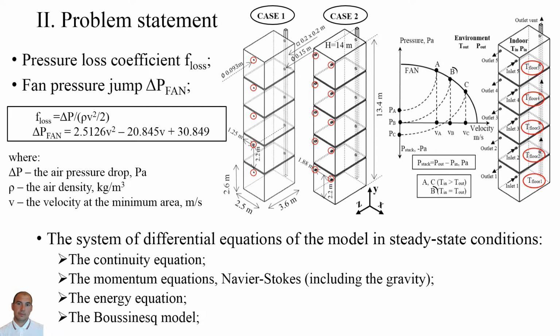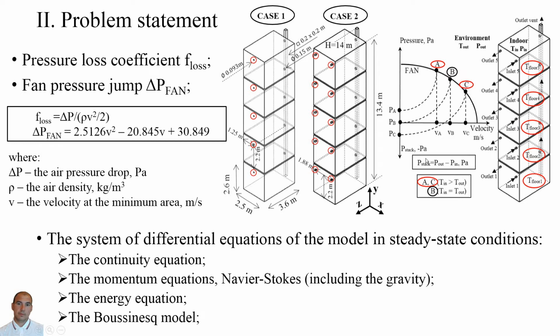The graph on the slide shows a fan curve and 3 resistance curves of the system, defining 3 points of the fan, A, B, and C. Point B presents the mode of the fan in either temperature condition when the indoor temperature is close to the outside temperature and buoyancy forces are neglected.